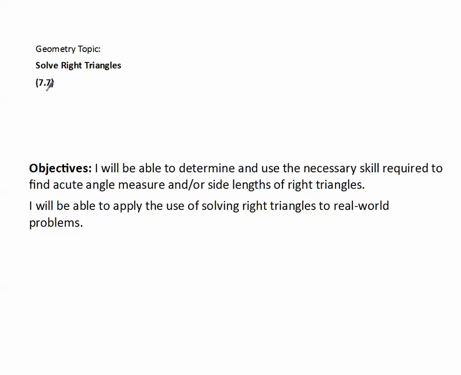In section 7.7, our goal is to be able to determine and use the necessary skill required to find acute angle measures and/or side lengths of right triangles. Also, we want to be able to apply the use of solving right triangles to real-world problems.